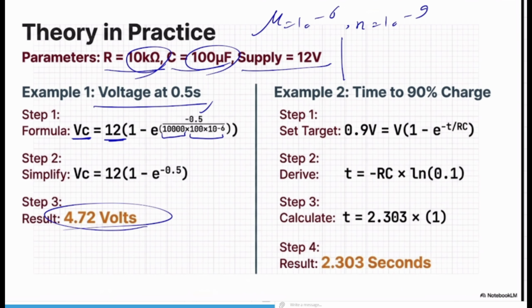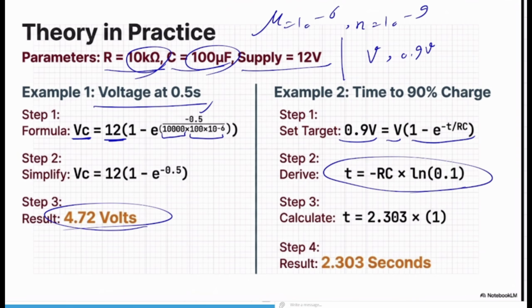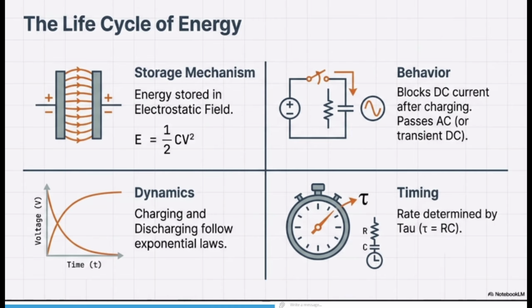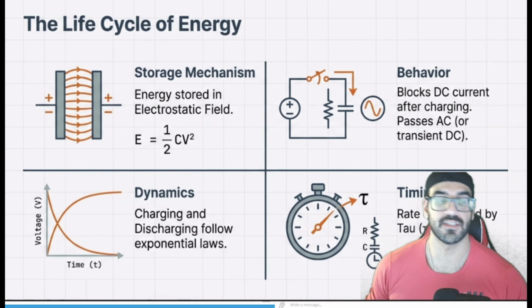What about the time to 90% of the charge? What is 90% of the charge? It means my maximum voltage was V, or 12, and my 90% is 0.9 of V. So 0.9 of V equals V times 1 minus e to the power negative t divided by RC. If you do a couple of math calculations, it's not that hard. It's a relationship between the exponent and ln. You guys, I believe, know better than me. And finally, you can find your timing itself. As simple as that.